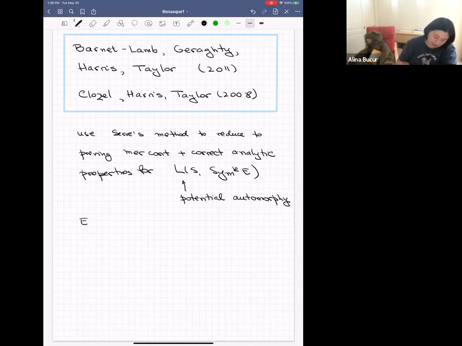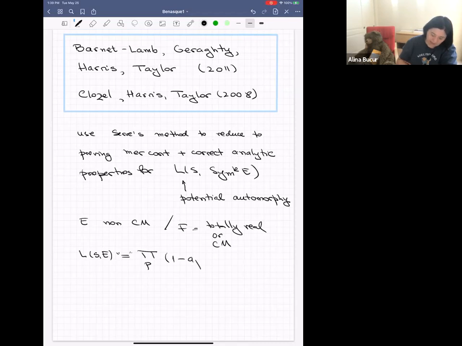So this proves it for the case of E non-CM defined over F, which is either totally real. I think the original papers maybe did it only over Q, but it's been extended to either totally real or a CM field. And what they prove, right? So the L function of the elliptic curve, if we normalize it Serre's way, is more or less equal to a product of (1 minus a_p p^(1/2 minus s) plus p^(1 minus 2s)) to the minus 1. And you know that these a_p take values in [-2, 2].